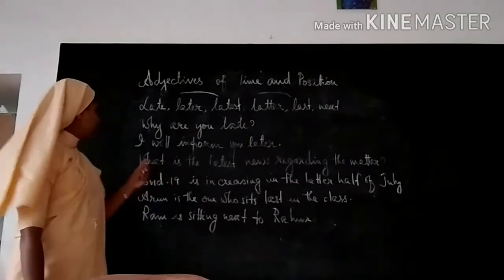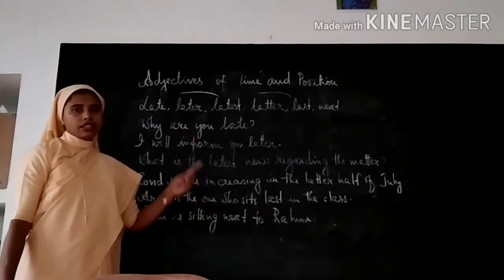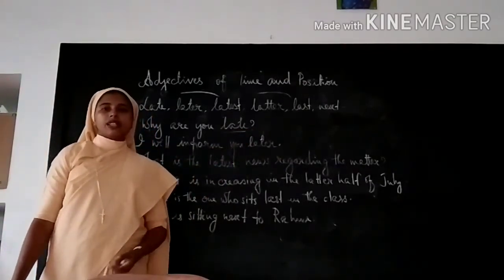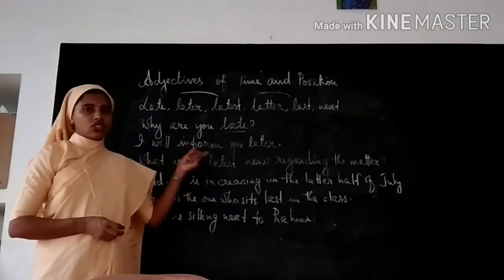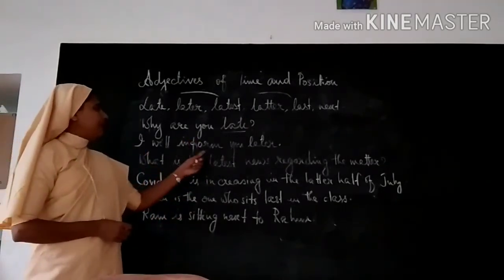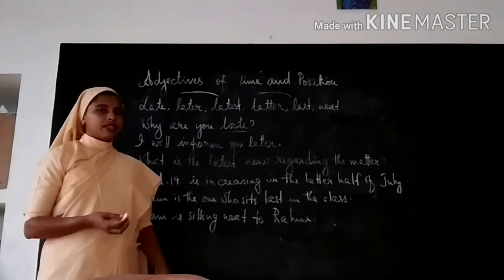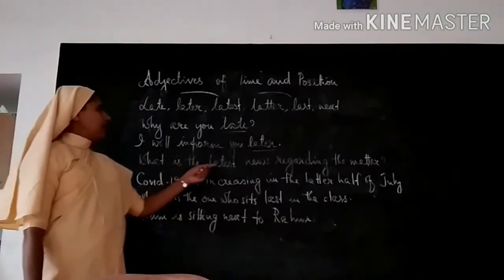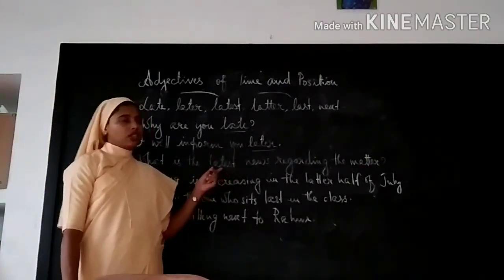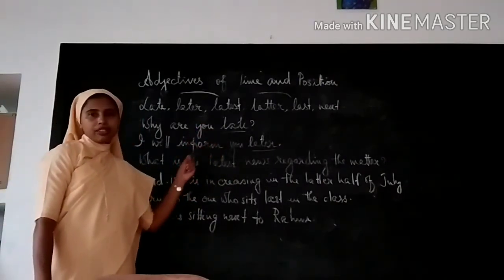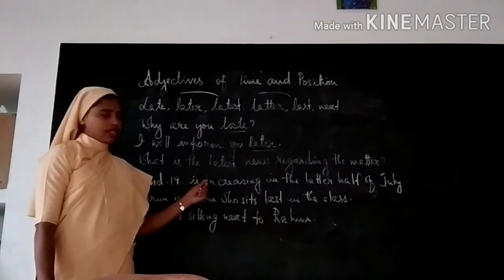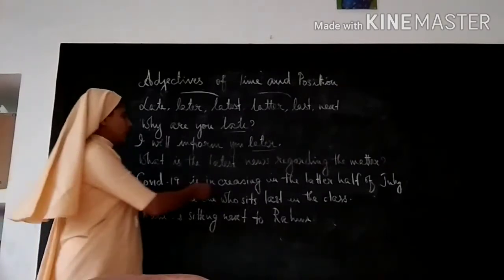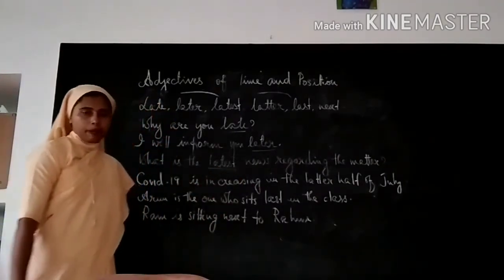Let's look at some examples. Why are you late? It indicates time. If you are late to class, the teacher will ask, why are you late? So it mentions time. I will inform you later. That also indicates time. What is the latest news regarding the matter? We know that these are used in positive, comparative and superlative cases: late, later, and latest. Latest is the recent one. So this will be used to indicate time.